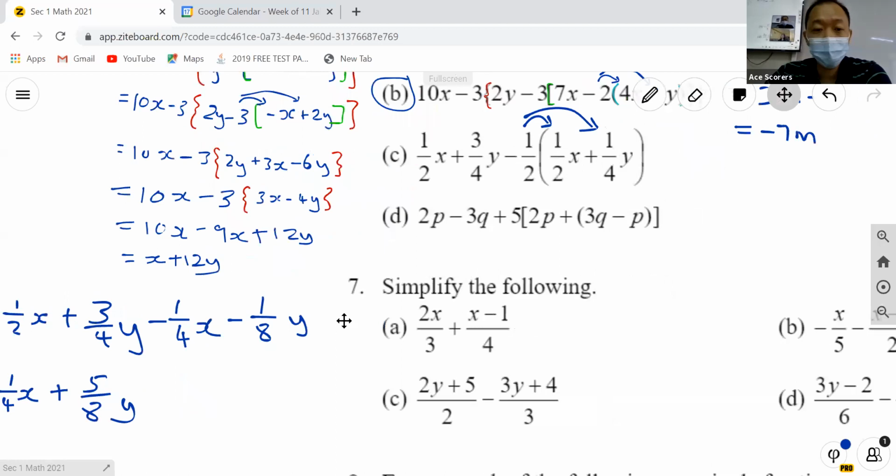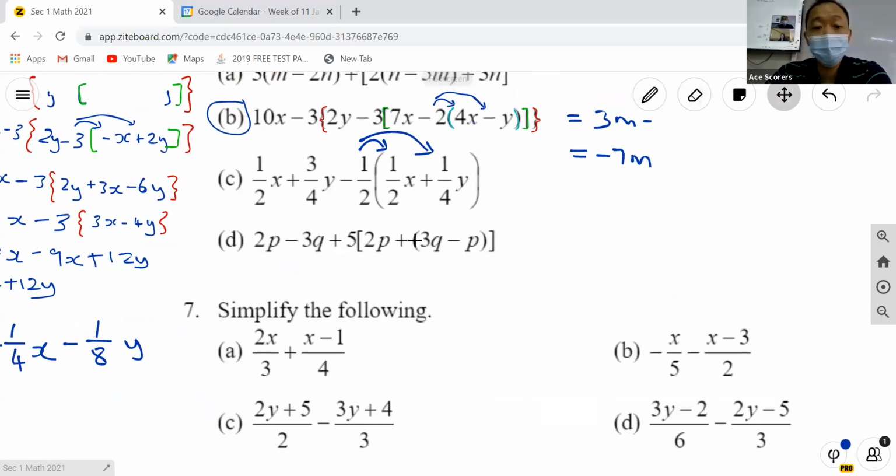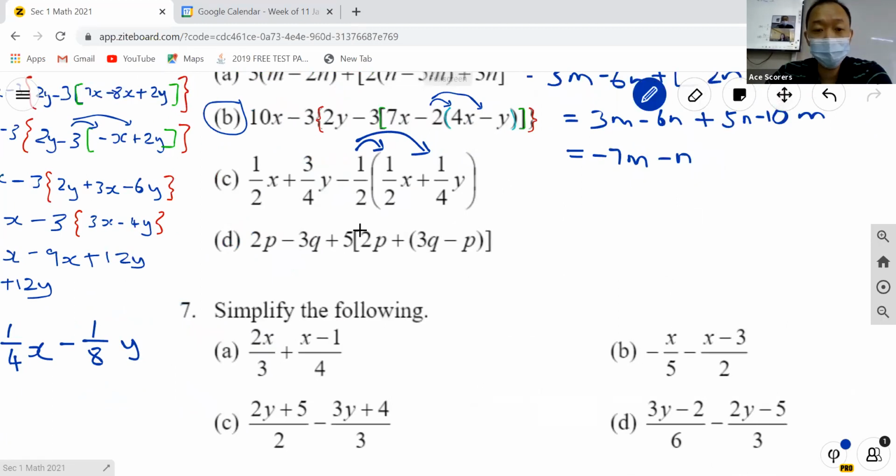Now for D, you definitely have to do it yourself. So you see, we have two categories of bracket. We got a square one, and then we got the curve one. Which one do we do first? We do the inside first. Within the 3q minus p, there's nothing to do. Is there anything to rainbow also? There's also nothing to rainbow because it's just a positive one. So you evaluate this first. What's 2p plus 3q minus p?